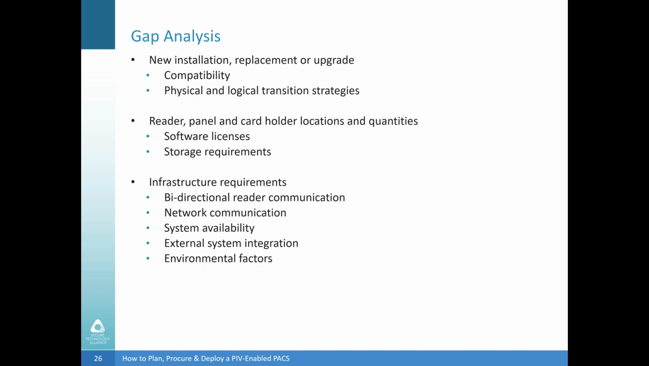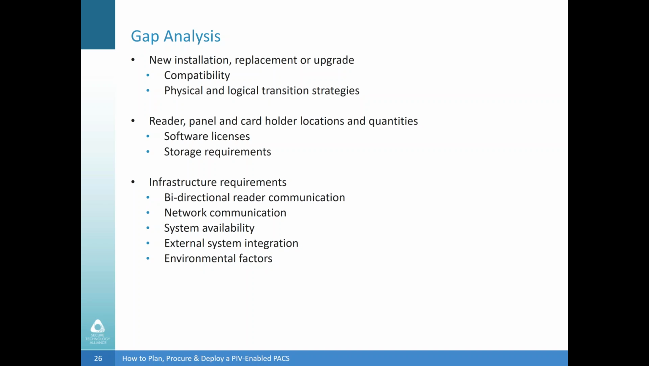Many of the legacy PACS systems were installed on isolated standalone networks, so changes to the network may be needed here. Make sure you define your availability requirements from both the network and the server perspective. They need to align with your policies and procedures for monitoring and responding to access control events in case there's ever any issues. We spoke earlier about the external system integration requirements.